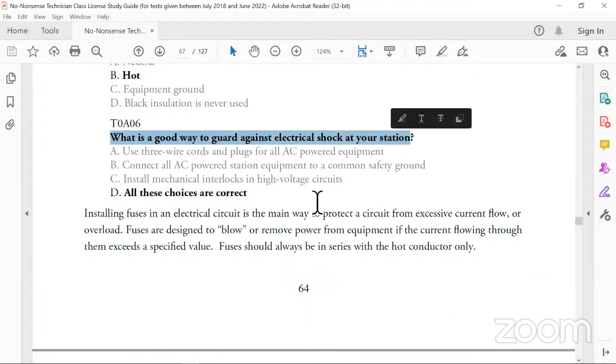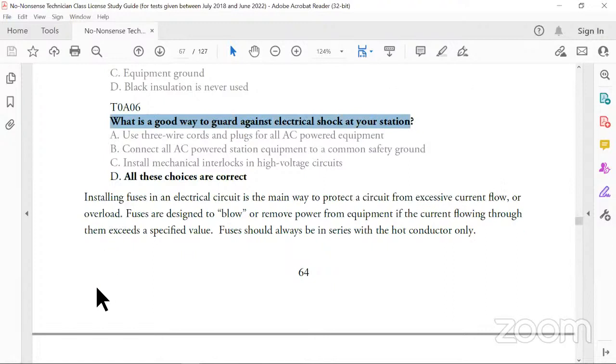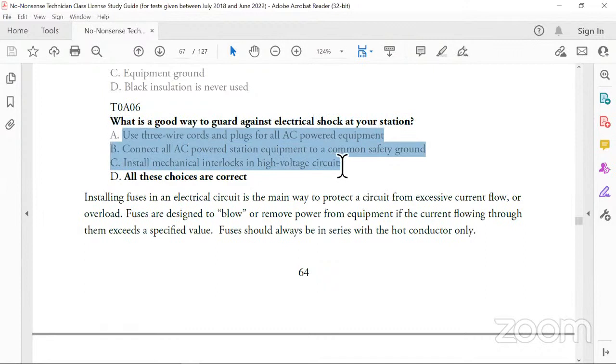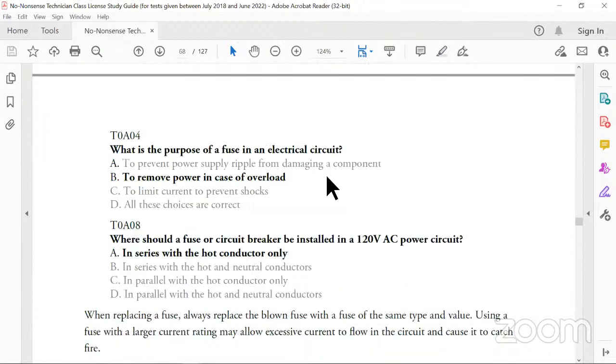Next question. What is a good way to guard against electrical shock in your station? Well, all of these. Use a 3-wire cord and plugs for all AC, or alternating current, powered equipment. Connect all your AC powered station equipment to a common safety ground. Remember, we showed you that ground bar, and we use a strap from every single piece of equipment to it. And we also can use mechanical interlocks in high voltage circuits. So if we were to open it, it will disconnect the voltage. All right, so all are correct.